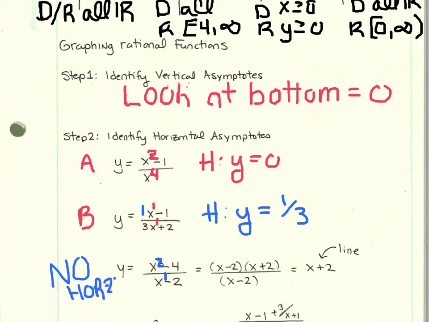You have to do long division, and in this case, the x minus 2's cancel, and you end up with x plus 2, which is a line, but this line has a hole at 2.